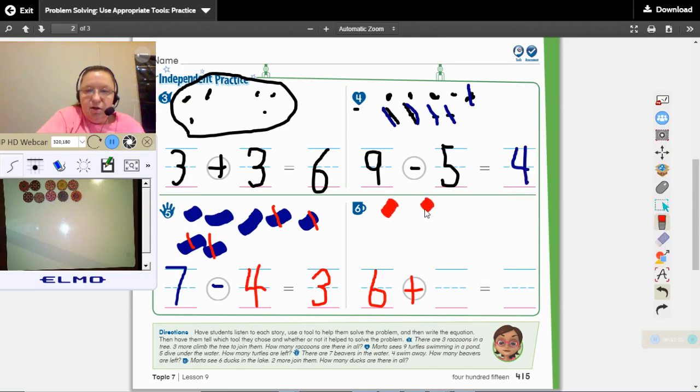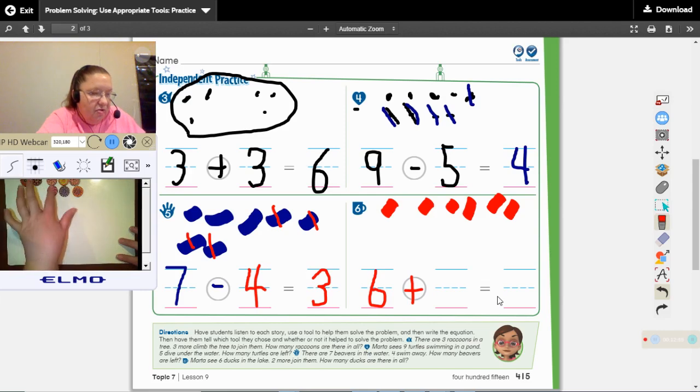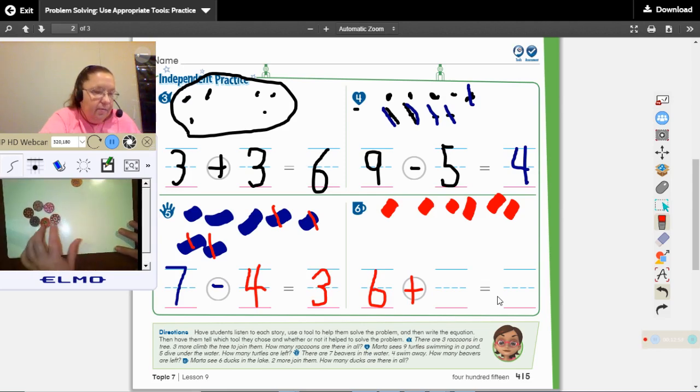1, 2, 3, 4, 5, 6. 1, 2, 3, 4, 5, 6. Either way, we have 6. Let me straighten those up a little. There we go.